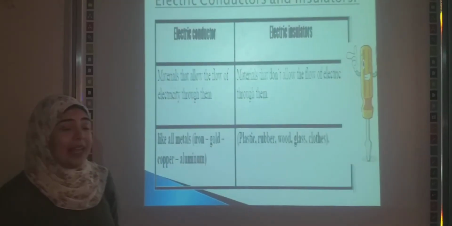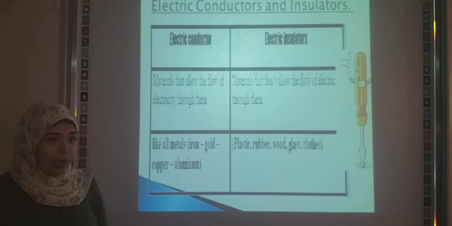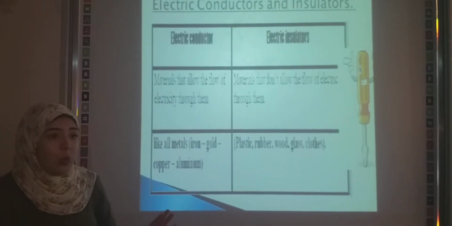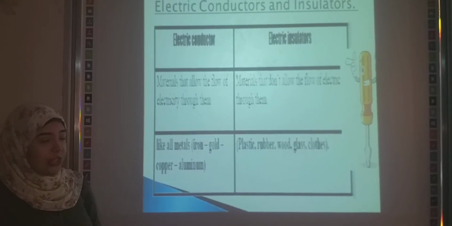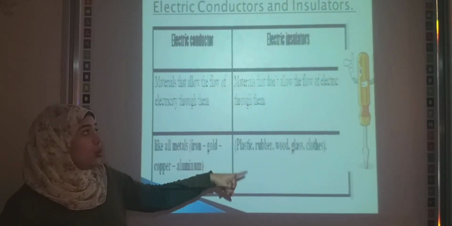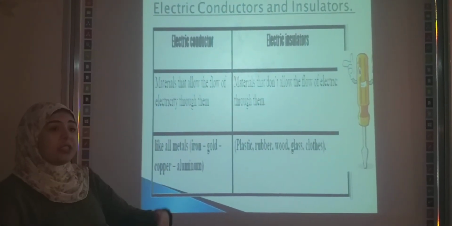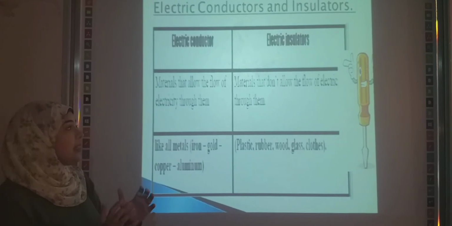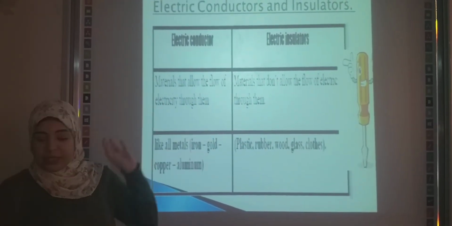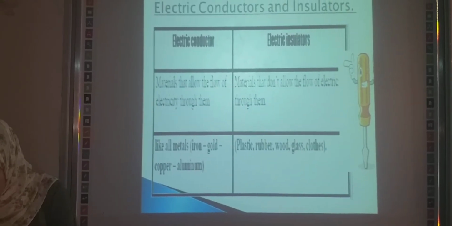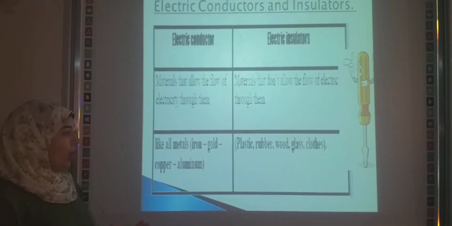Before we study the dangers of electricity, you must know the types of materials around us. All materials around us, we classify according to conducting electricity or not. So, we have two types of materials. The materials which allow electricity to pass through them, we call electric conductors or good conductors of electricity, such as iron, copper, aluminium, gold. All metals are good conductors of electricity.